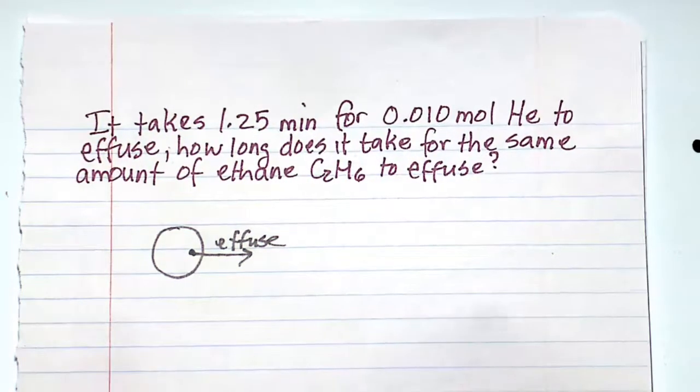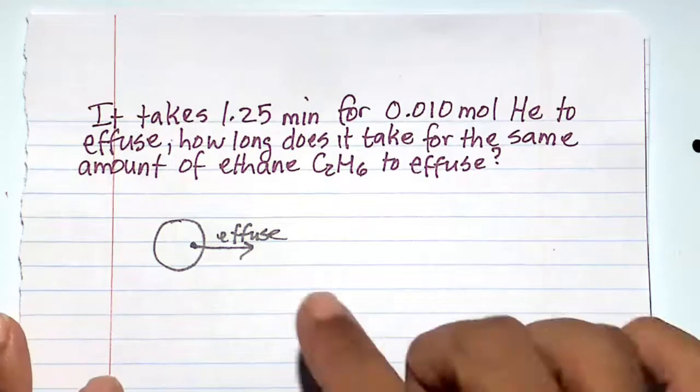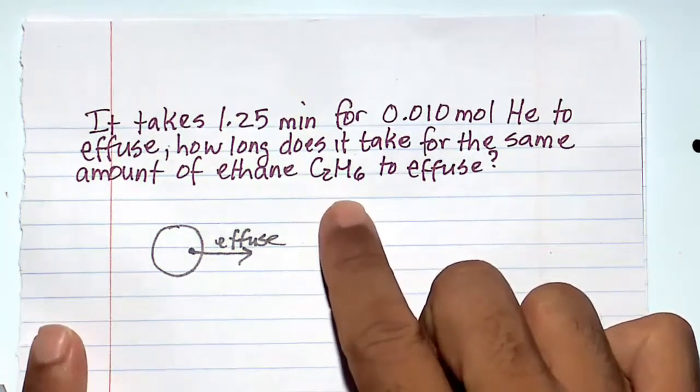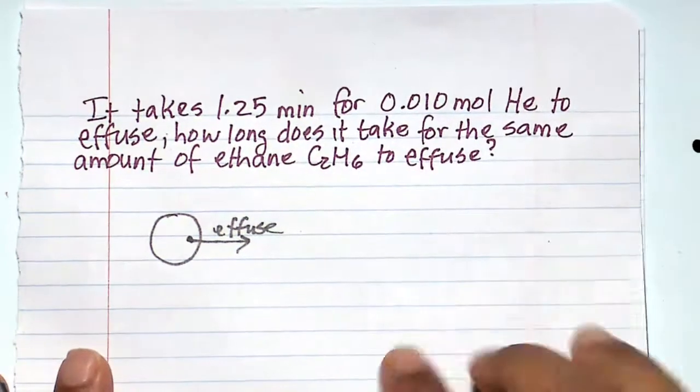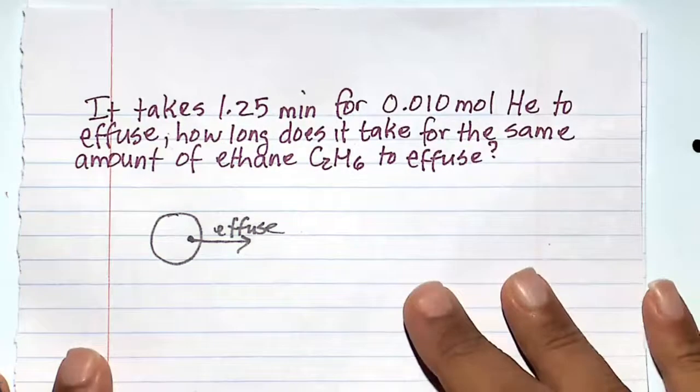disorganized manner. So effusion is a little bit more ordered than diffusion. They're both measuring the ability of the gas to move, movement, speed. So how long does it take for the same amount of ethane, this gas, to effuse? The same amount, which is going to be about 0.010 moles. Let's figure out the rates.